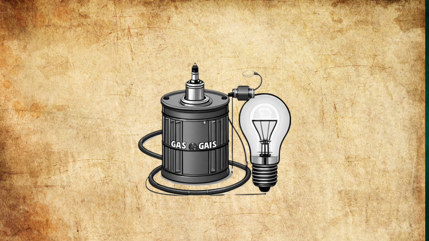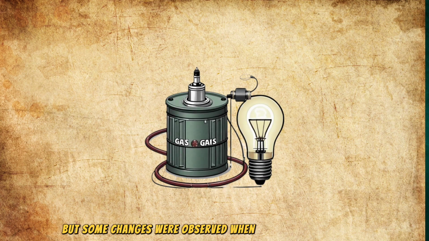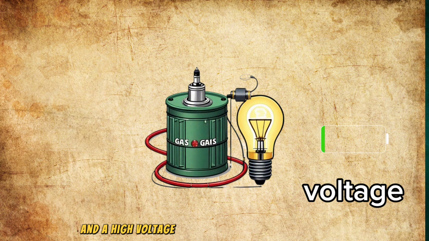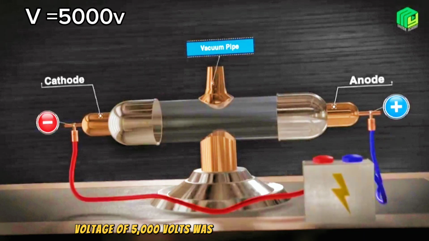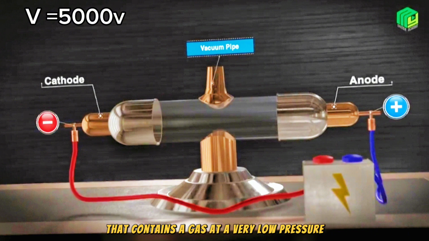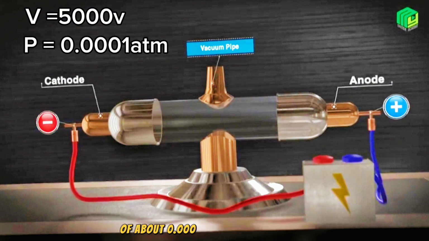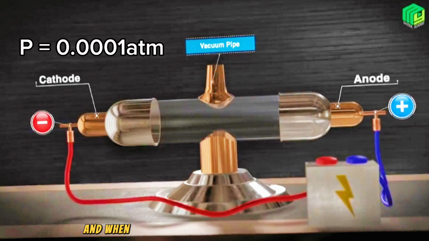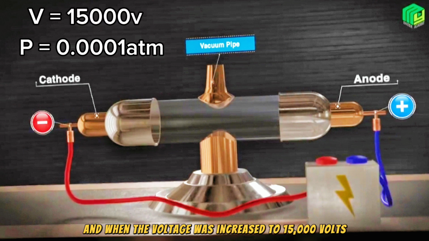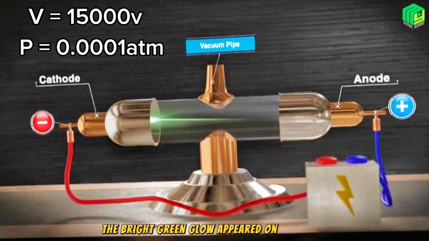Scientists knew that gases don't conduct electricity at ordinary air pressures, but some changes were observed when pressure was reduced and high voltage or potential difference was added. Around 1897, a scientist named Sir J.J. Thomson showed that when a voltage of 5000 volts was applied across a glass tube that contains a gas at a very low pressure of about 0.000 atmospheric pressure, the glass tube began to glow. And when the voltage was increased to 15,000 volts, a bright green glow appeared on the glass.